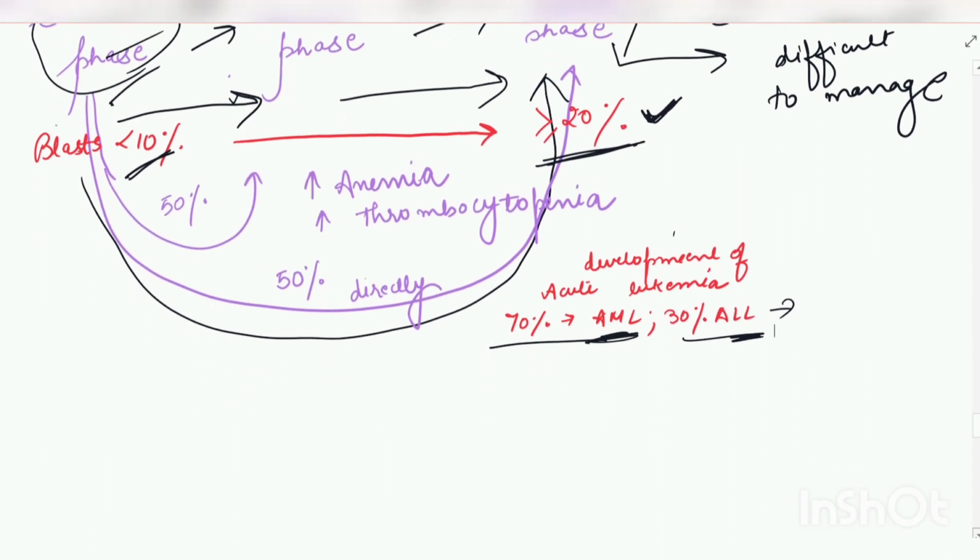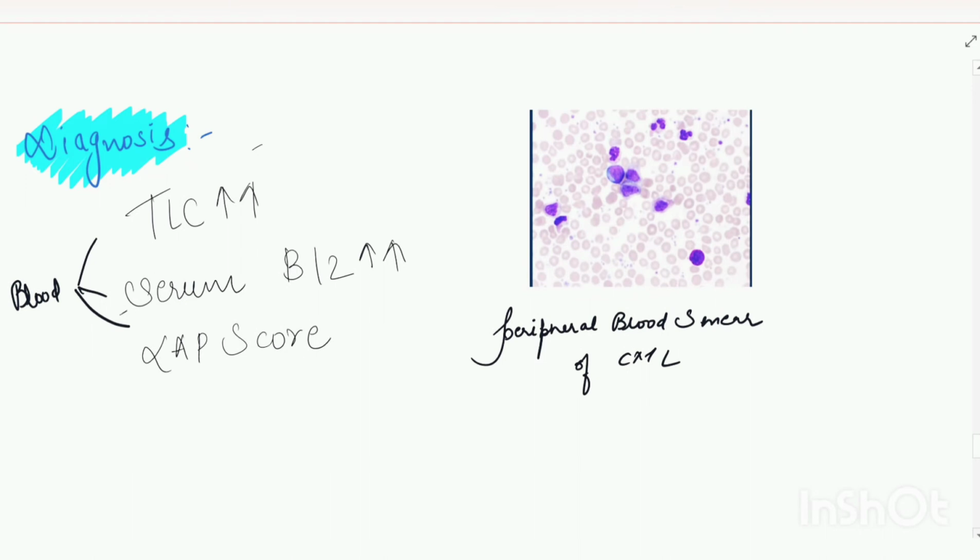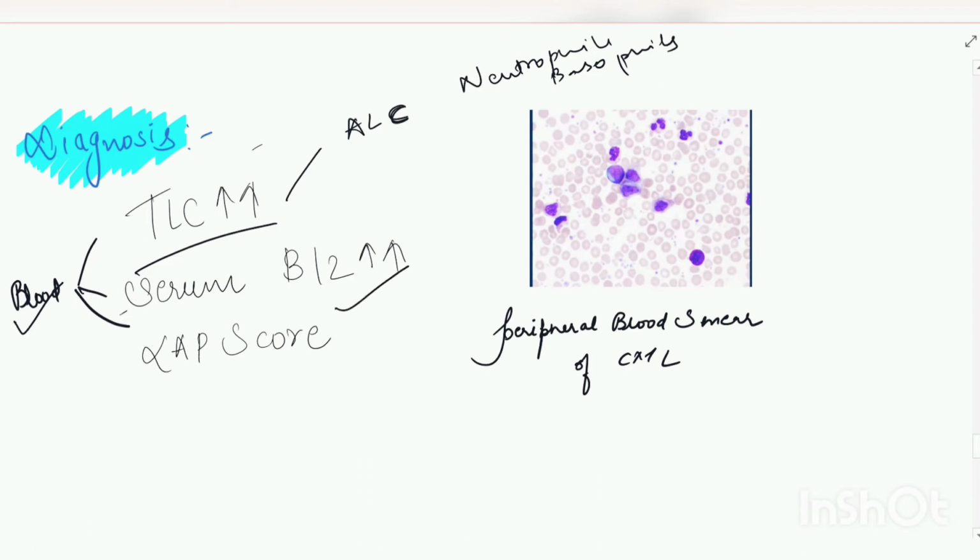Now let's see how to diagnose this patient. First of all, when a patient comes to you, what do we order? A routine blood test. In blood tests, we have increased levels of TLC, total leukocyte count. We can also order an absolute leukocyte count. We have an increased number of neutrophils, basophils, and eosinophils also are increased, and immature WBCs are increased. And we also have increased levels of serum B12, and lab score is also increased.